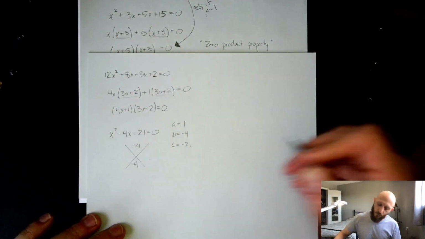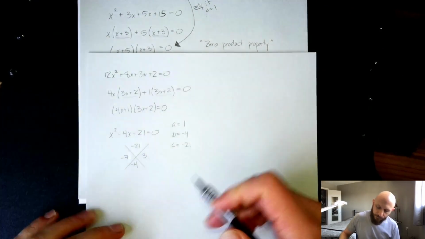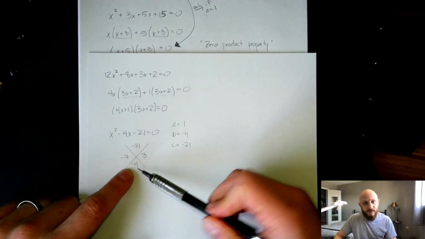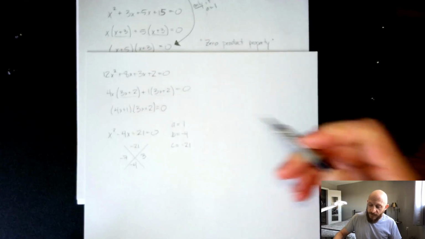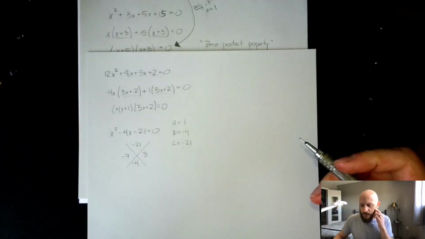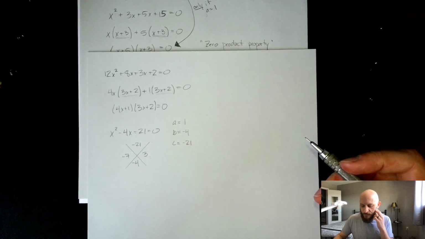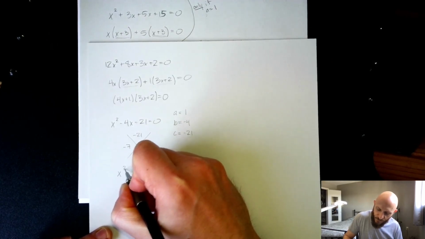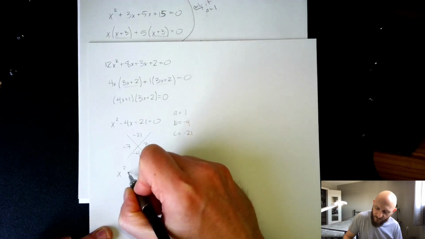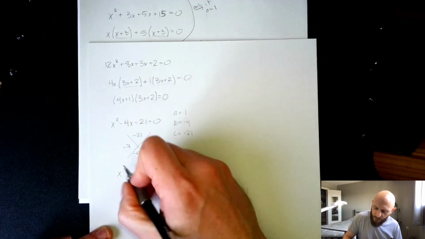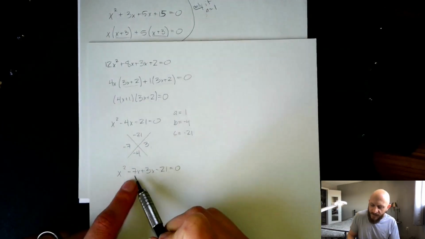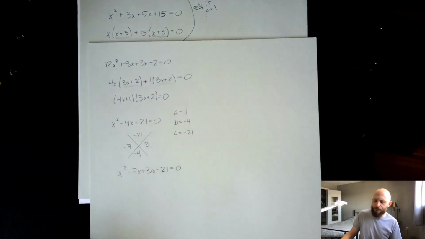The magic numbers are going to be negative 7 and 3. Negative 7 times 3 is negative 21. Negative 7 plus 3 is negative 4. Since A is 1 here, I could use my special little shortcut, but I'm actually going to not do that, just to show what happens when we have these negatives in here. So I'll say this is x squared minus 7x plus 3x minus 21. So same thing, negative 7x plus 3x is negative 4x.